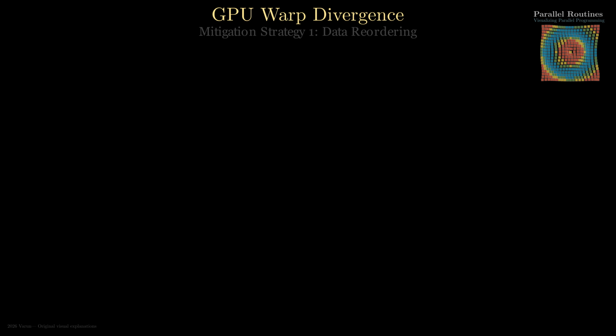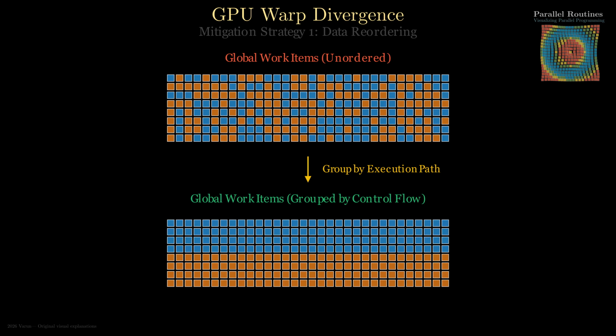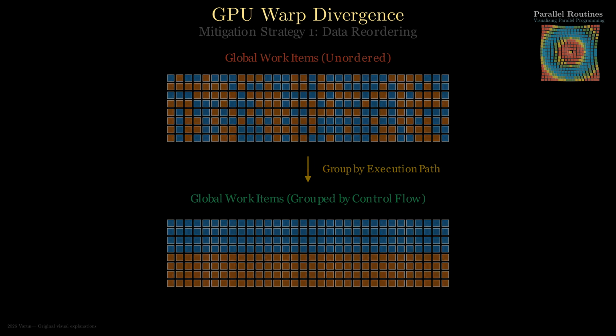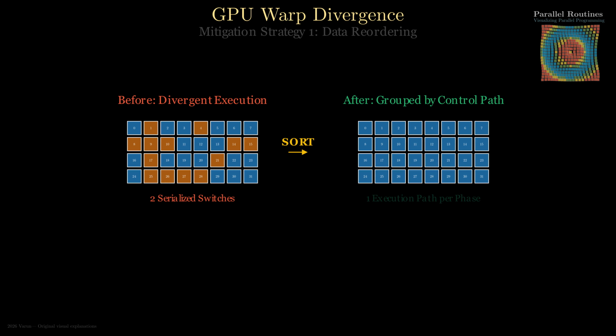Now let's explore mitigation strategies. First up, data sorting. At scale, unsorted data leads to warps being populated with heterogeneous work. By globally sorting work items before execution, similar tasks are assigned to the same warps. After global sorting, adjacent threads operate on similar data, producing coherent warps. Warps now execute with uniform control flow, effectively eliminating intra-warp divergence.